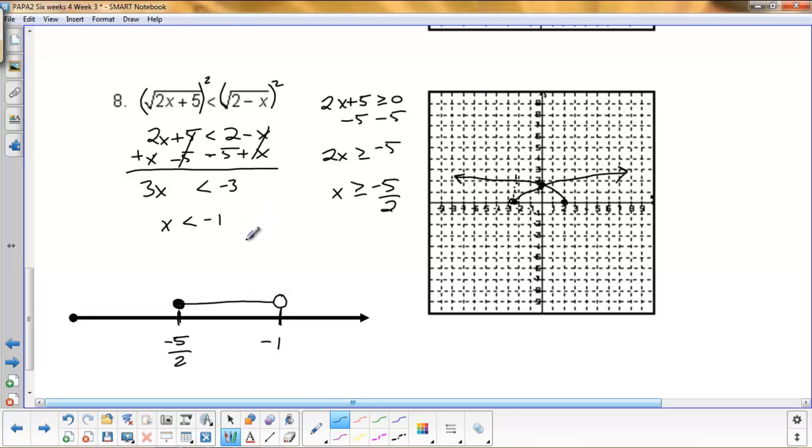Writing that in interval notation looks like this. Include negative 5 halves because that's the restriction on the domain. It will always be included. And negative 1 is excluded because of the inequality symbol given. Please complete those two problems and have them ready to discuss, as well as any questions that you might have regarding this material.